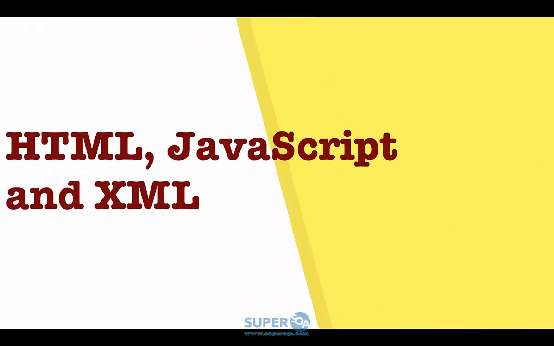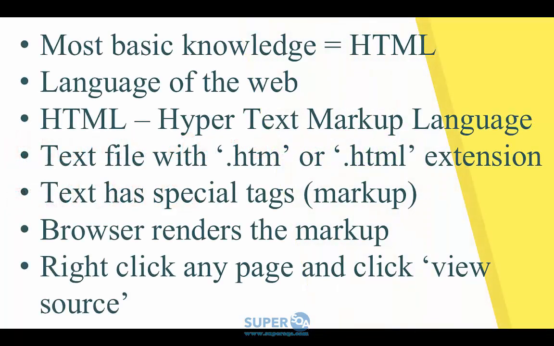HTML, JavaScript, and XML. I'm briefly going to talk about those three subjects. HTML is the most basic thing you need to know when you start to learn automation. Basically, you cannot really do anything without it. So the most basic knowledge in terms of automation is HTML.